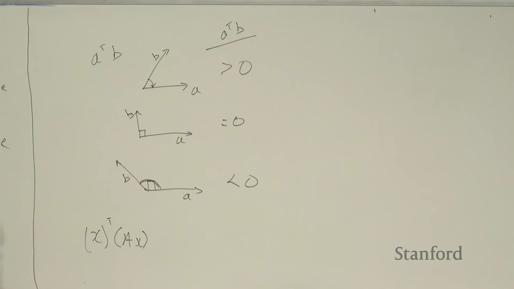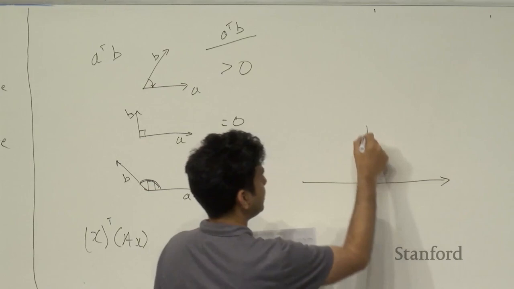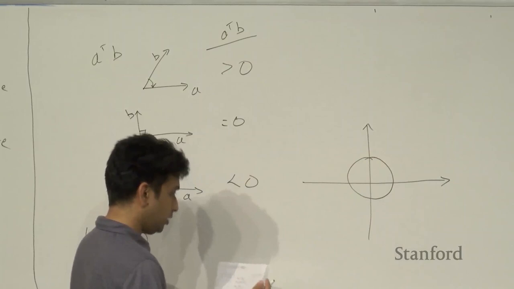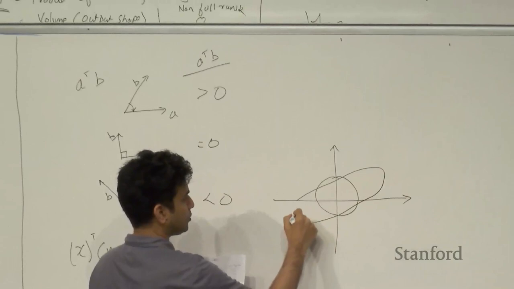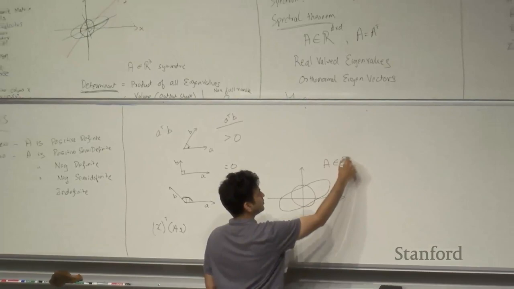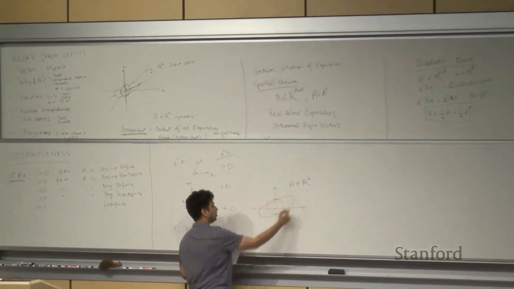And we saw in the picture previously, let me draw it again. This time I'll just draw it in two dimensions. So assume this is the unit sphere, and this is the ellipsoid that you get due to A. It's just R2. So this is the input shape, the input ball that we're going to run through A, and this is the output that we're going to get.